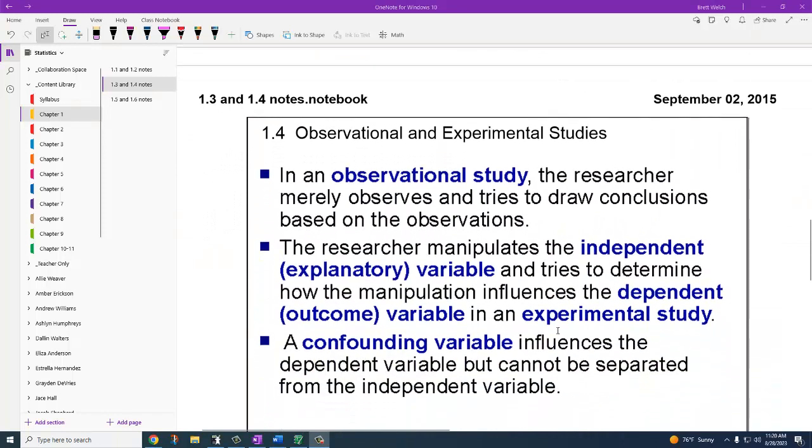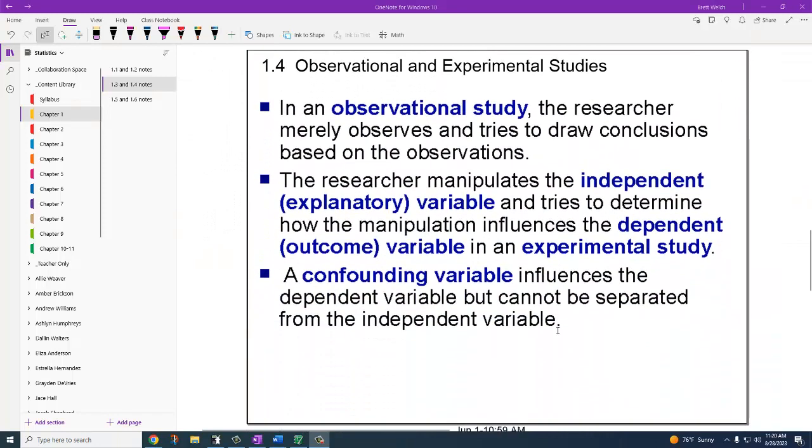There are 2 types of studies in 1.4 that we talk about. We have what are called observational studies, and we have what are called experimental studies. An observational study is something where we're going to just let things naturally take their own course, and we're going to observe what happens and draw conclusions based on that.